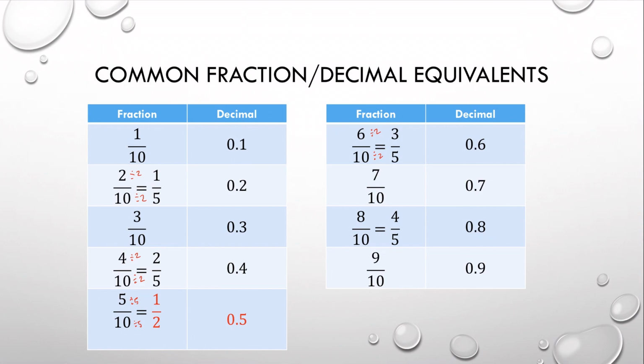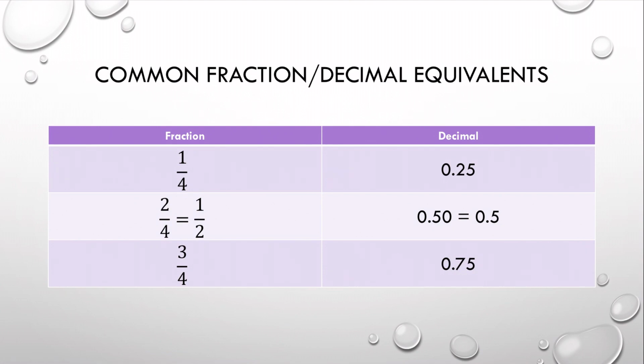6/10. 7/10 is 0.7. 8/10, dividing the numerator and the denominator by 2 gives me 4/5. Both of those are equivalent to 0.8, and then 9/10 is 0.9. Please study those. Make sure you know those. Become familiar. Then there's the fourths that will come up very often.